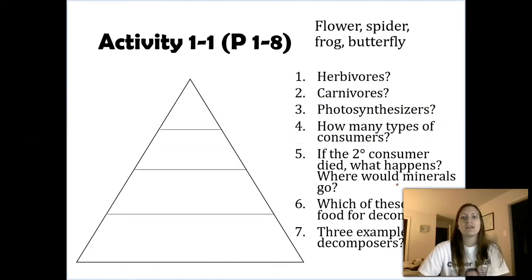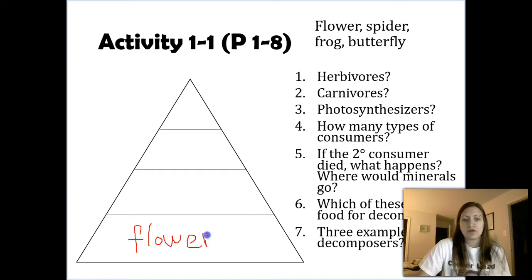So your first exercise, or the first part that you needed to do, was looking at these 4 organisms and identifying where they go in this food chain. The very first one, it's easier for me to work bottom to top, starting with flowers. Flowers are a producer, and we know producers are always, always, always at the bottom of a food chain.